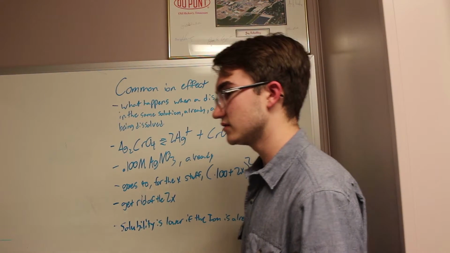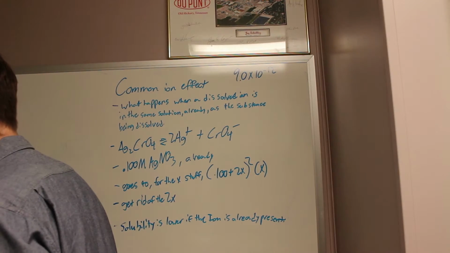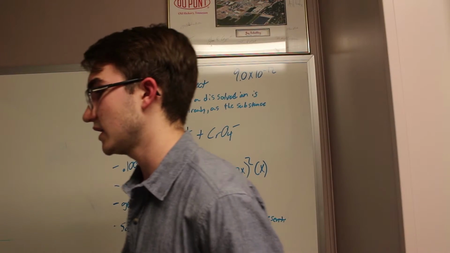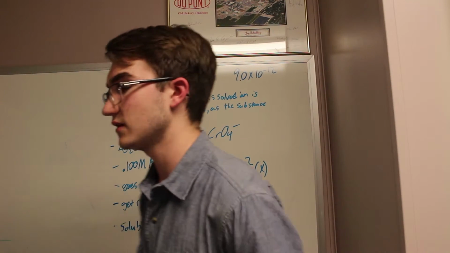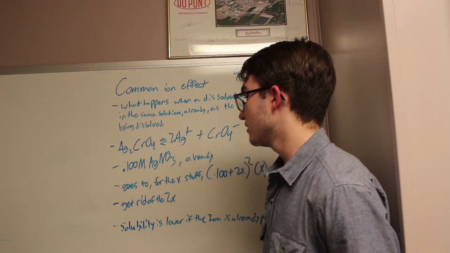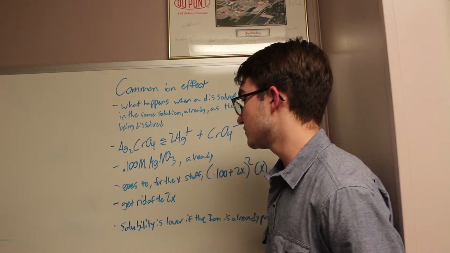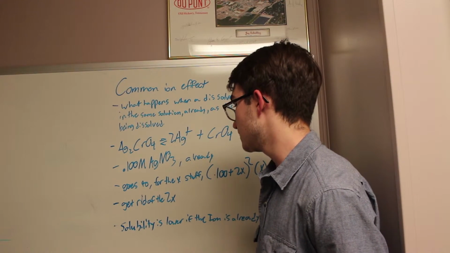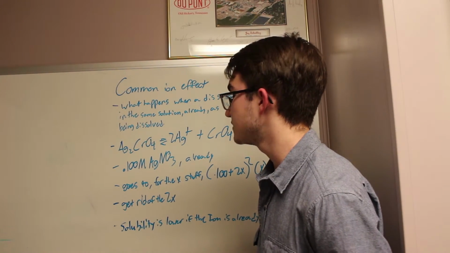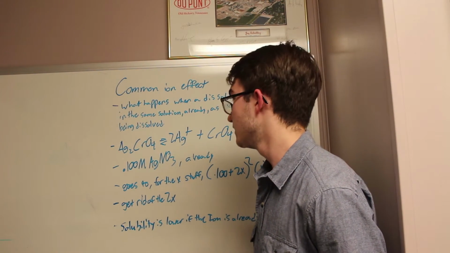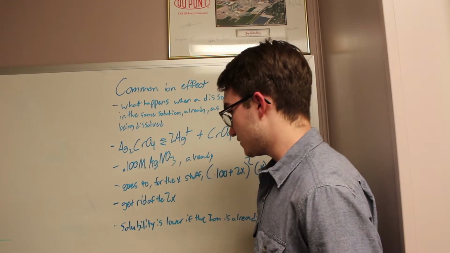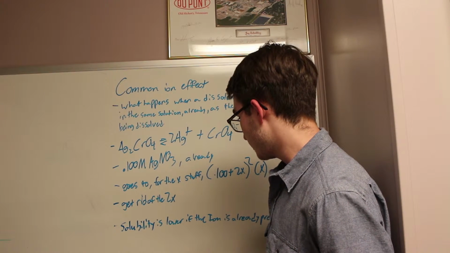And we can find that the x value is 9.0 times 10 to the negative 10th. But either way, it's not really that hard. And the reason for this being that we have to add in this initial concentration is that the ion is already present, and therefore it decreases the solubility of the ion.